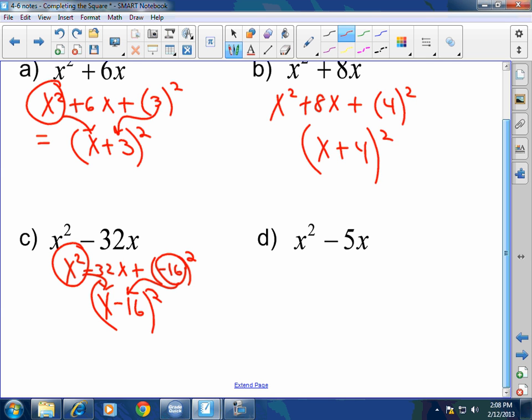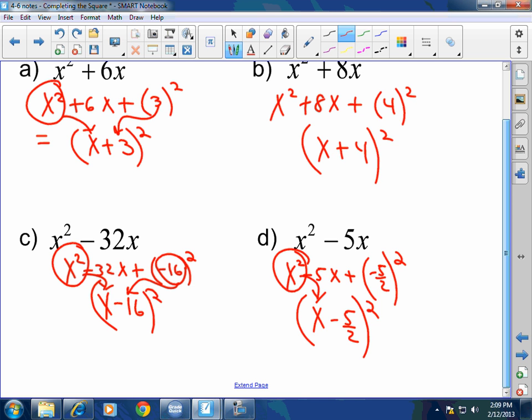This bad boy, this is what I was talking to you about the fraction ones. This is going to be x squared minus 5x plus a negative 5 halves squared. Do not turn that into 25 fourths and then try to factor that out. You're doing one extra step to go back a step. Don't do that. This is going to be x minus 5 halves squared. So square root of the first, and then the inside of b over 2 squared. Does that make sense?